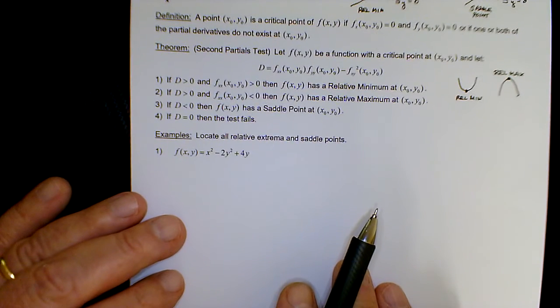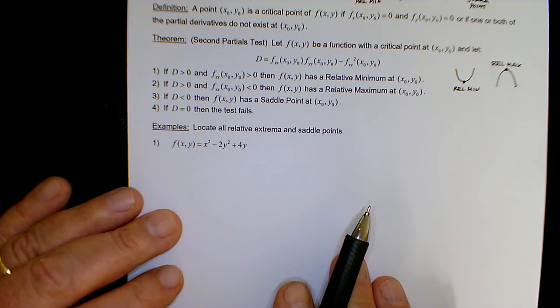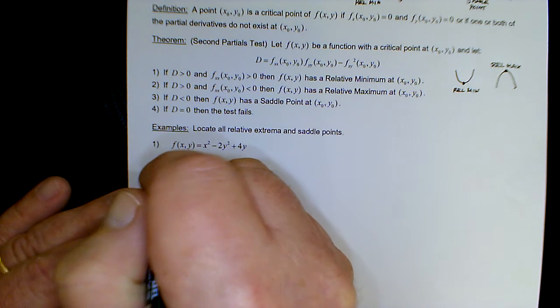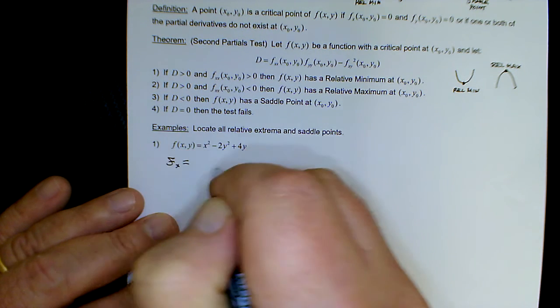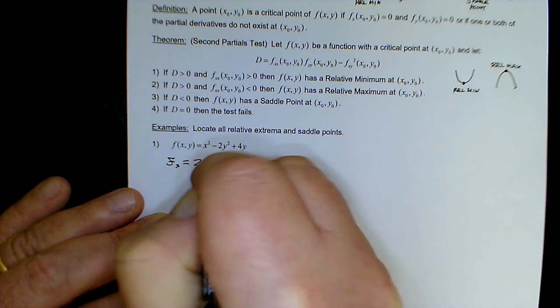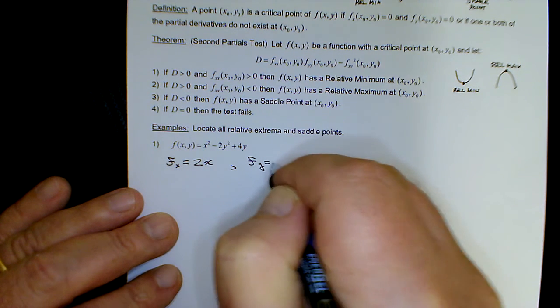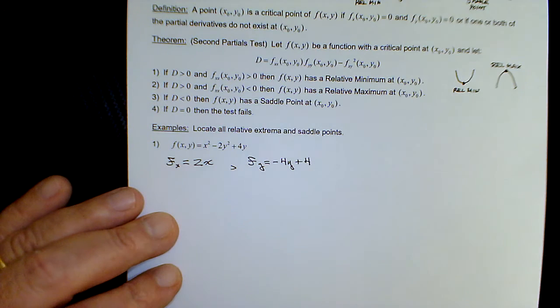But here's an example. It says locate all relative extrema and saddle points. So we first have to find the critical points. We're going to take a bunch of partials here. With respect to x, we get 2x. Partial with respect to y, we get negative 4y plus 4.